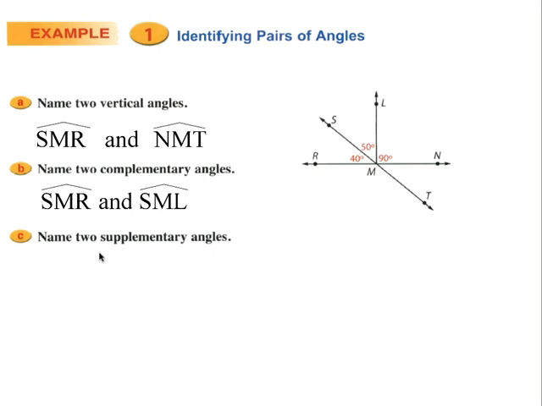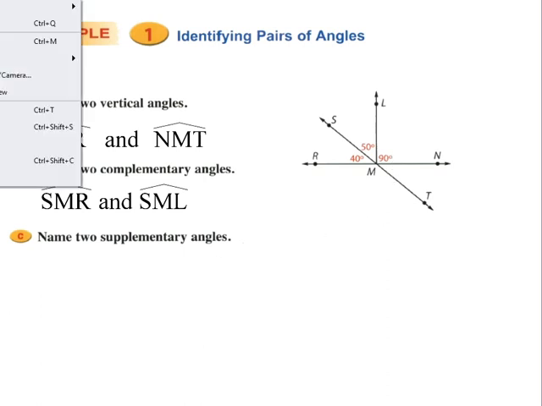So name two supplementary angles. For supplementary, it must be 180 degrees, a straight line. Supplementary, straight line. Can you memorize it from the S? So it must be 180 degrees. RMN, I can say that RMN is a straight line. So RMS is 40 degrees. SMN is 140 degrees because 90 plus 50 is 140. So the total will be 180.